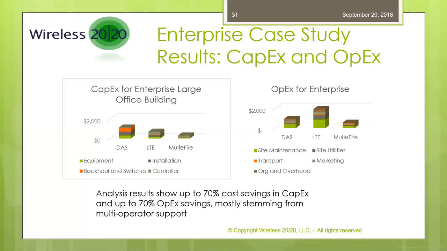An LTE small cell deployment on the Capex side is probably some cost savings over DAS, but when we look at the OpEx savings, there's greater savings for DAS over LTE. And again, in both cases, MulteFire has quite an advantage. So in this case, we look at up to 70% cost savings on the Capex side and 70% on the OpEx side.